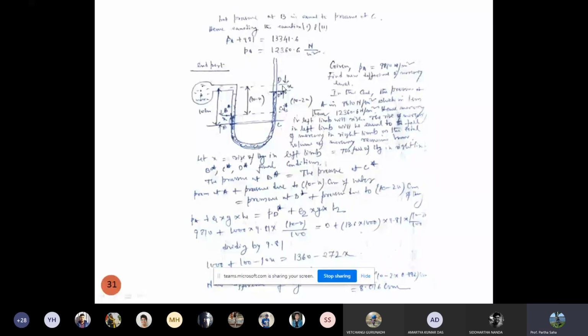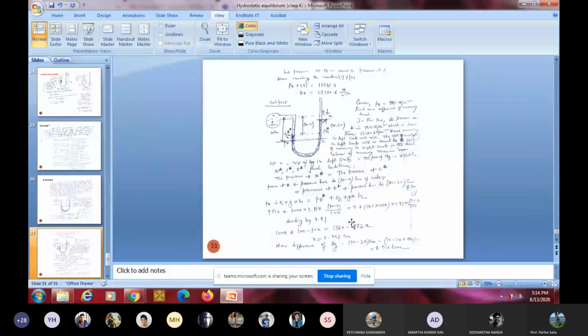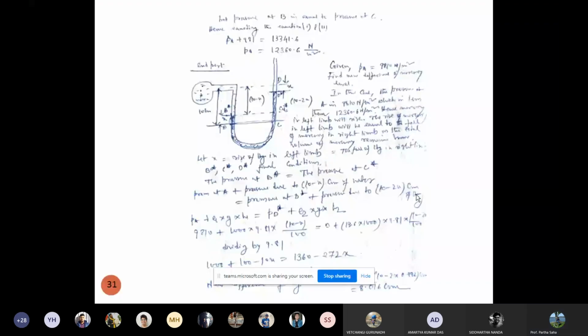So you get an expression in x and you solve for x, and x becomes 8 centimeters. That is how you calculate it. So if the pressure decreases to 9810, what will be the rise or drop in the level of mercury? That means 8 centimeters is going to rise in the left limb and 8 centimeters is going to dip in the right limb. That's how we calculate.